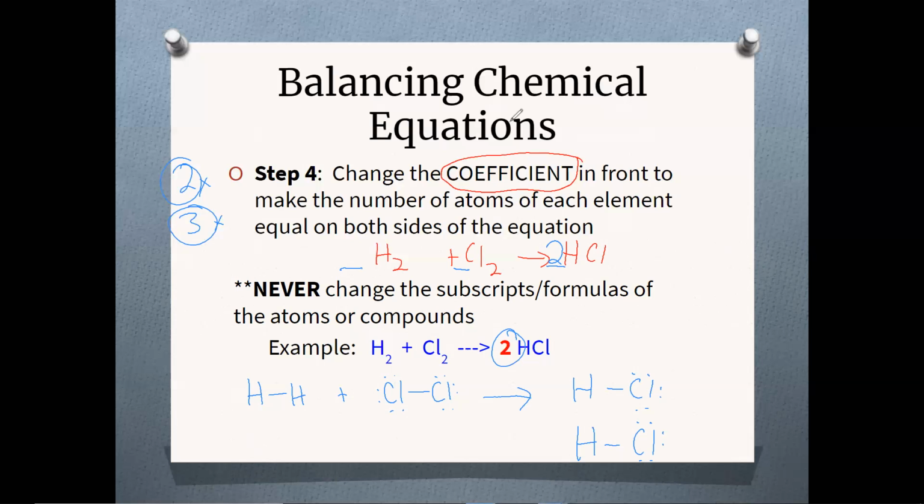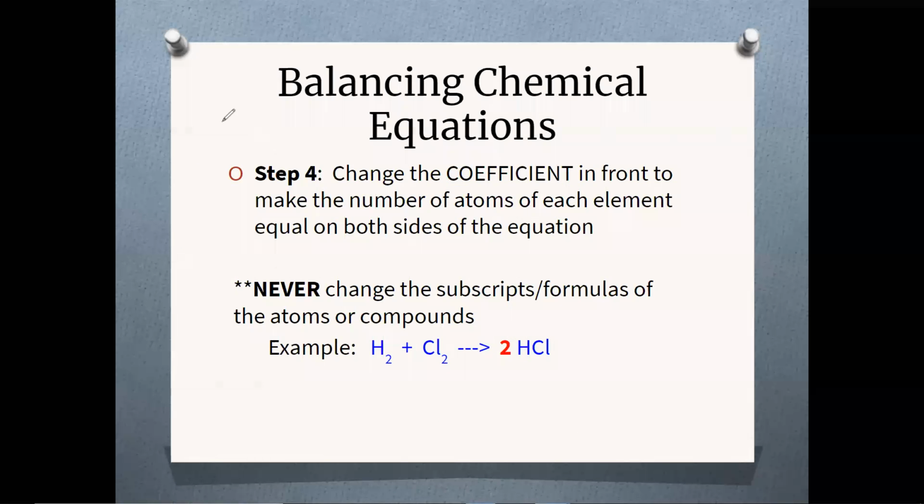Okay? So let's just check our work real quick. We have 1, 2 hydrogens over here. 1, 2 hydrogens over there. That matches. Perfect. 1, 2 chlorines over here. 1, 2 chlorines over there. Perfect. We are balanced. We are not violating the law of conservation of mass. Our equation is copacetic. Okay?